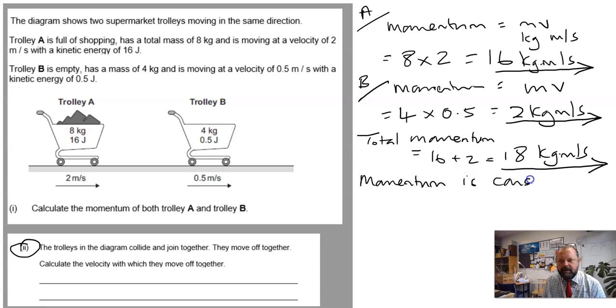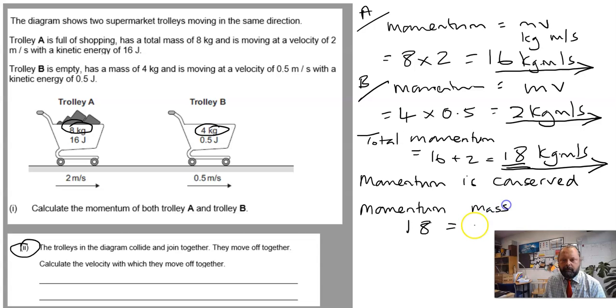That means that the momentum of the combined trolleys will also be 18 kilogram meters per second. We also know their combined mass will be 8 kilograms plus 4 kilograms, which makes 12. So we could write down now that when they collide and move off together, their momentum, which is 18, will be equal to their mass, which is 12, multiplied by the velocity that they're traveling at.